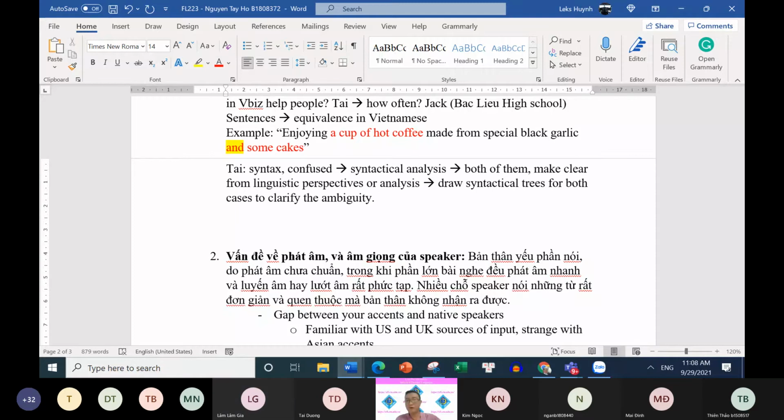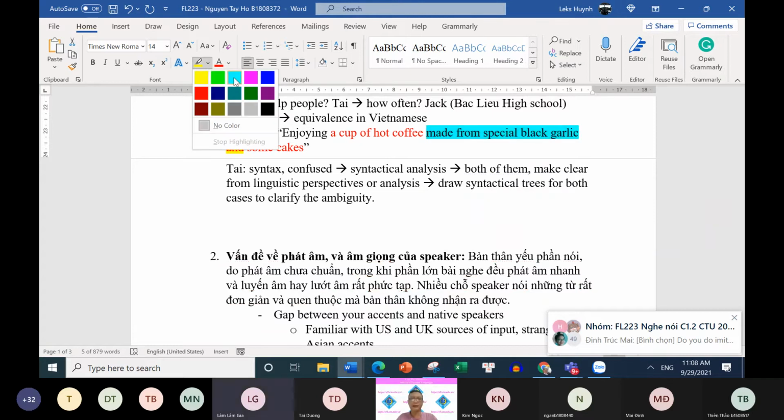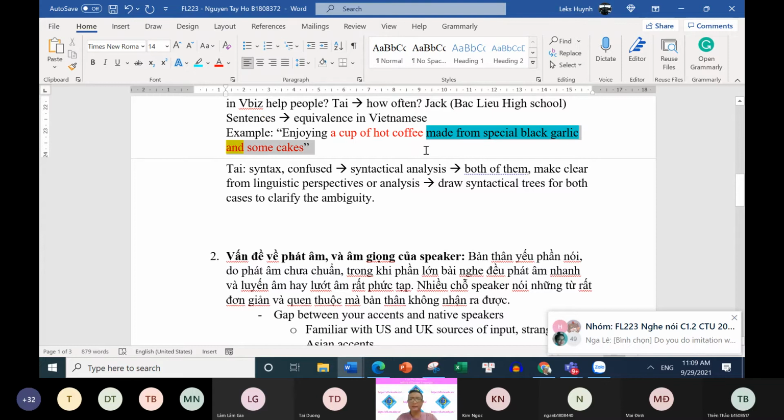One syntactical tree for "in" with hot coffee and cake, and one with the black garlic modifying only hot coffee, and one with the cake and black garlic with the coffee only. So there will be two main noun phrases, or we have one noun phrase. The first one is hot coffee, and we have this complementary that can modify hot coffee, or both of these things. So both are okay. And what does your friend say?